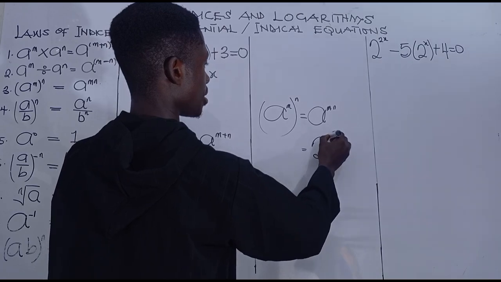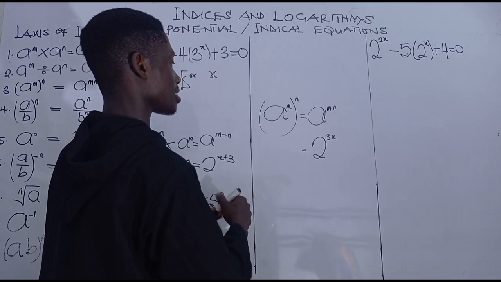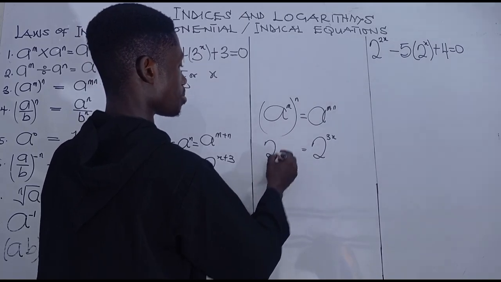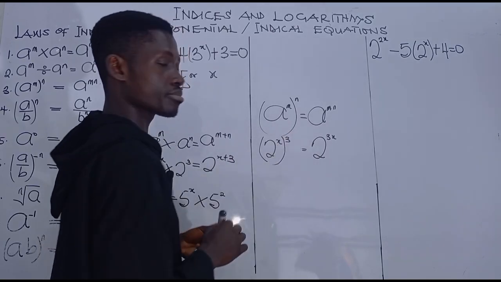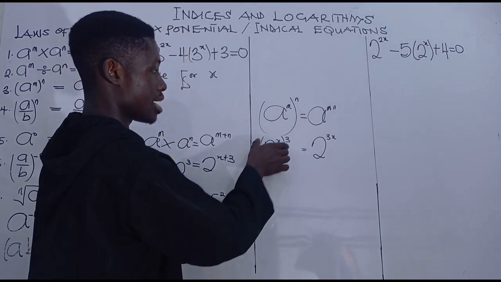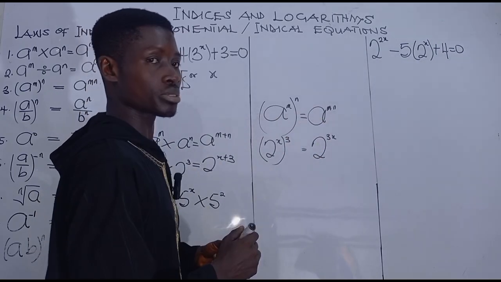So in applying it, when you have, let's say, 2 raised to the power 3x, applying the power law, we can write this as 2 raised to the power x, all raised to the power 3. That is the power law. And this is the same as that, applying the power law.